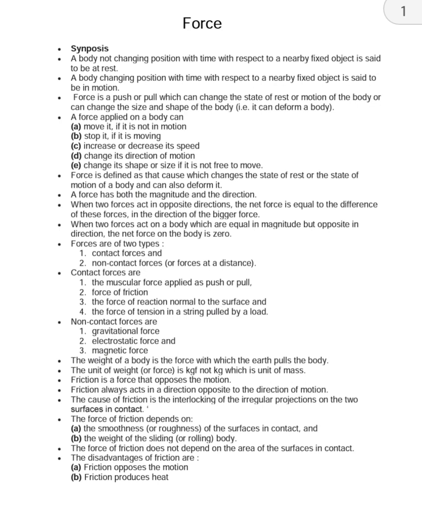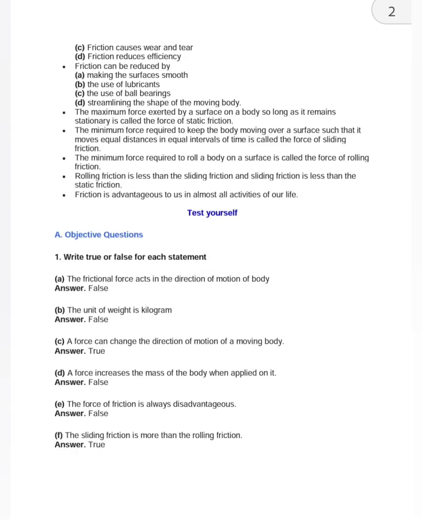The disadvantages of friction are A. Friction opposes the motion, B. Friction produces heat, C. Friction causes wear and tear, D. Friction reduces efficiency. Friction can be reduced by A. Making the surfaces smooth, B. The use of lubricants, C. The use of ball bearings, D. Streamlining the shape of the moving body.